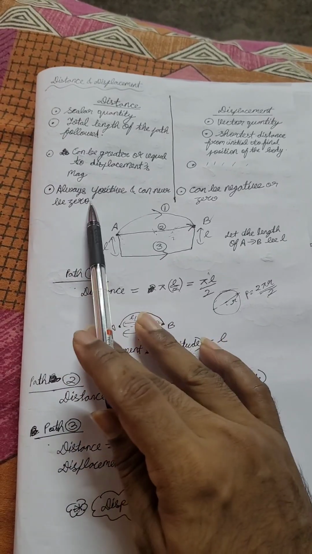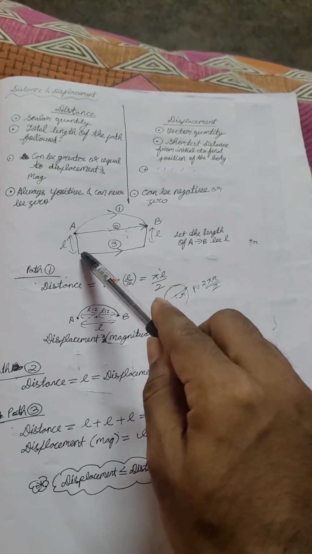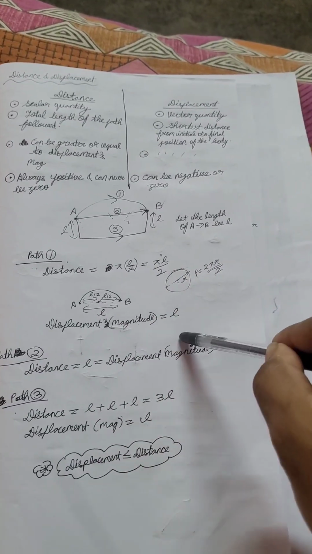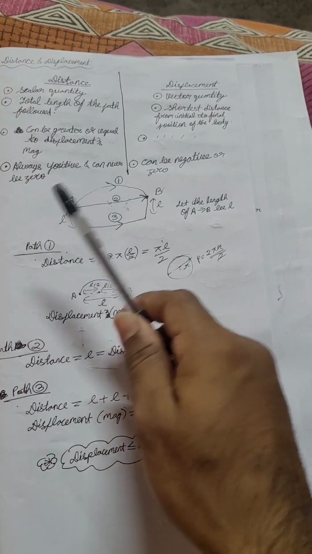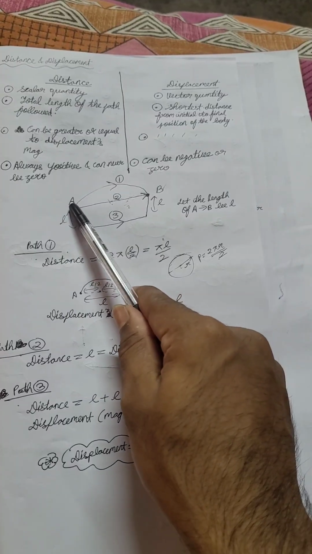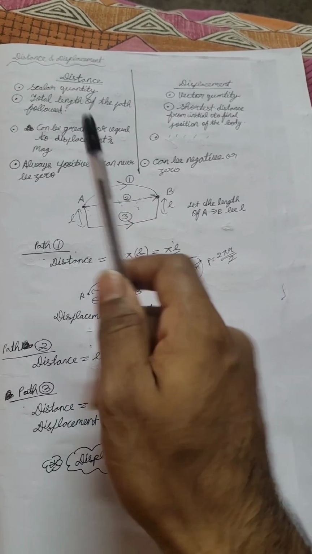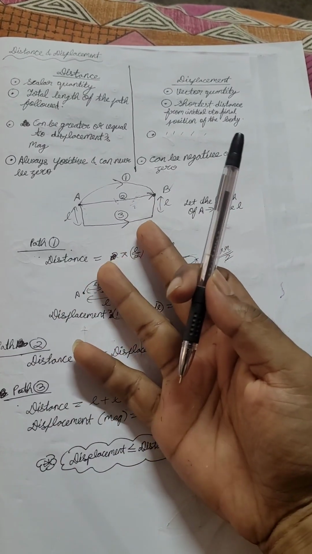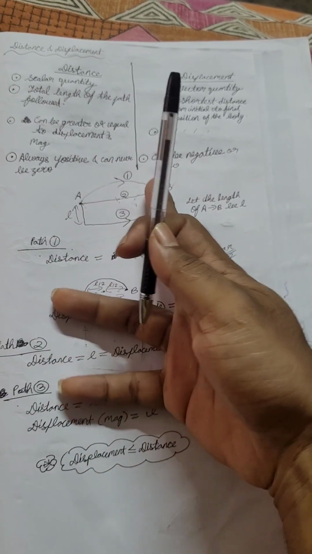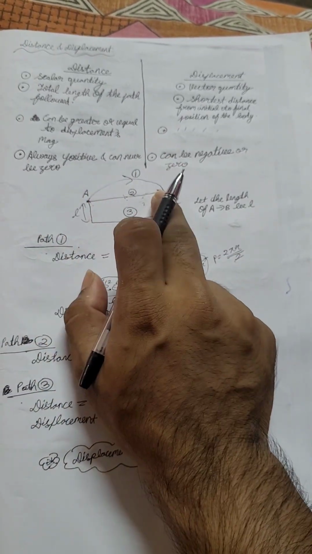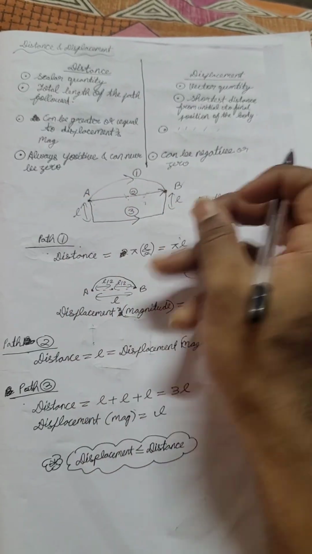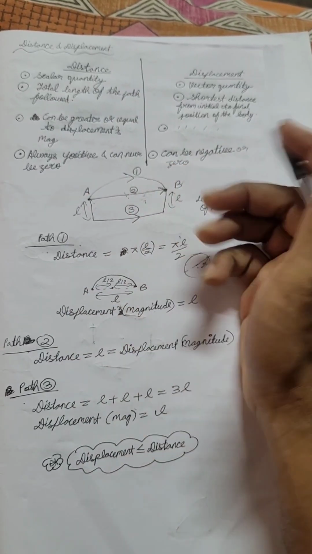Distance is always positive and can never be zero. From A to B we can move like this, then go to B. If we don't cover any path from A to B, there is no possibility the distance will be zero, because distance is the path covered, and if you are not covering the path, how will you reach the point B?